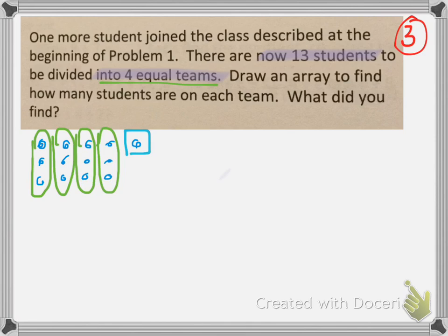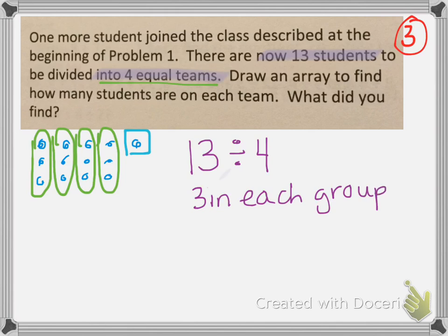So let's write an equation, a division equation, to show this information. All right, we started with 13 students. We divided those students into 4 equal teams. Okay, so there are 3 in each group. There is 1 remaining. There are 3 in each group with 1 remaining.